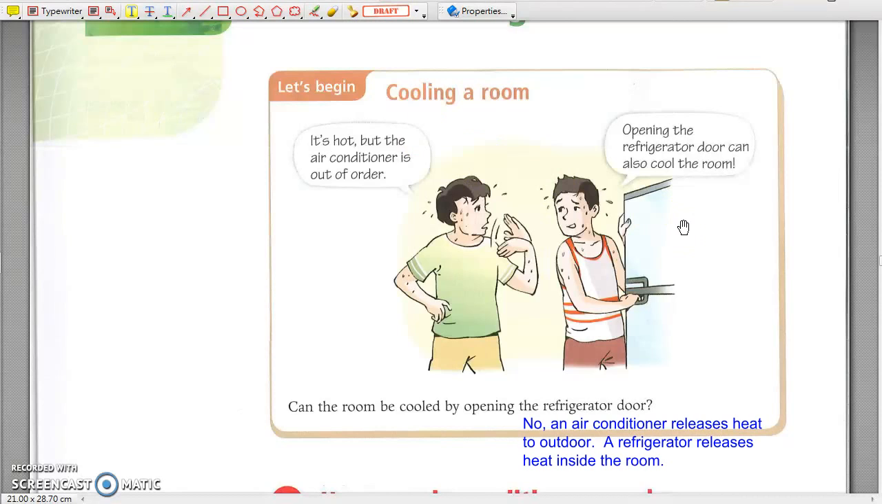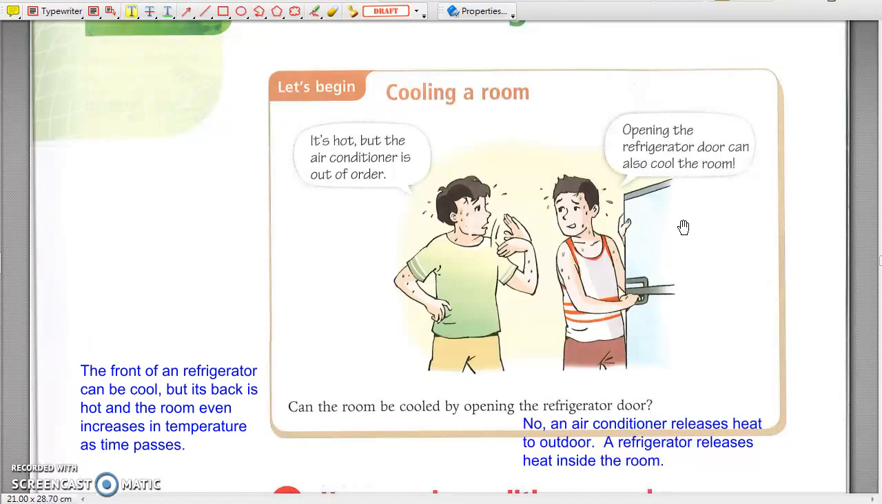No. An air conditioner releases heat to outdoor. A refrigerator releases heat inside the room. The room will become hotter and hotter as electrical energy is consumed. Standing in front of a refrigerator can be cool, but its back is in fact very hot, and the room even increases in temperature.